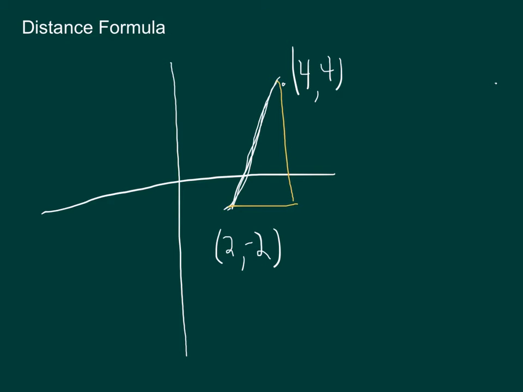If you draw those in, you get a nice little right triangle. The vertical distance is 6, the horizontal distance is 2. So this diagonal distance is just the hypotenuse of that right triangle, which would be the square root of 40, which simplifies to 2 root 10. So the distance between those 2 coordinates is 2 root 10. And that's the way the distance formula works. So let's look at a more generic case.